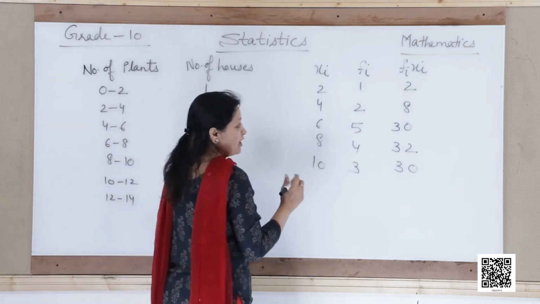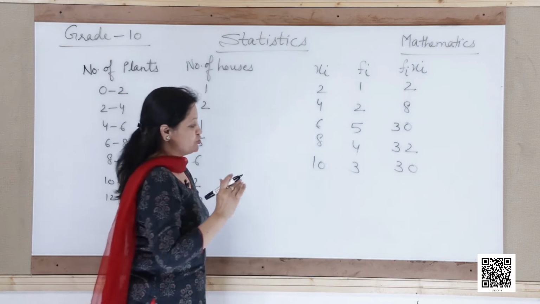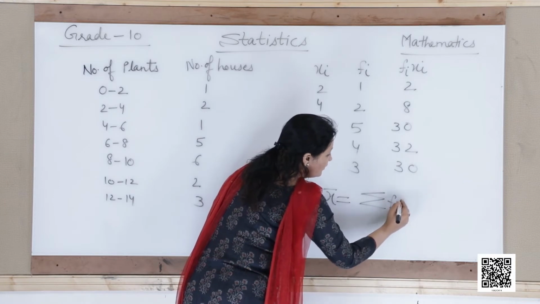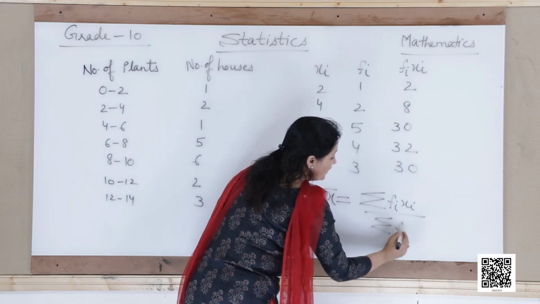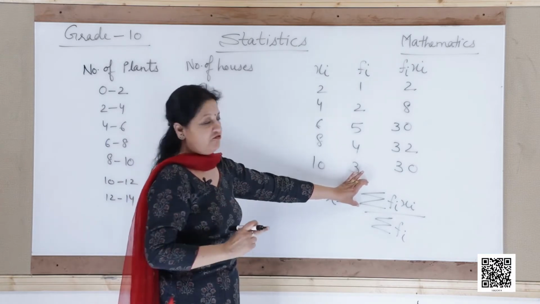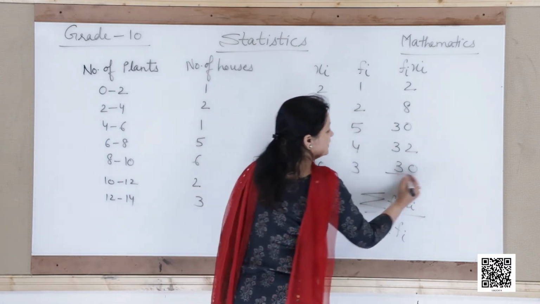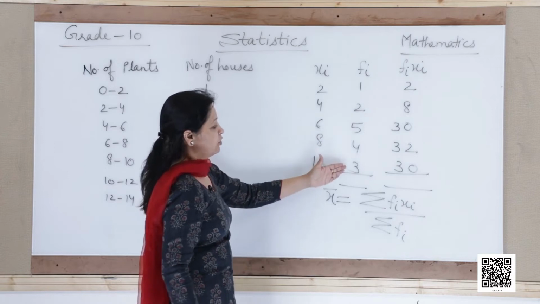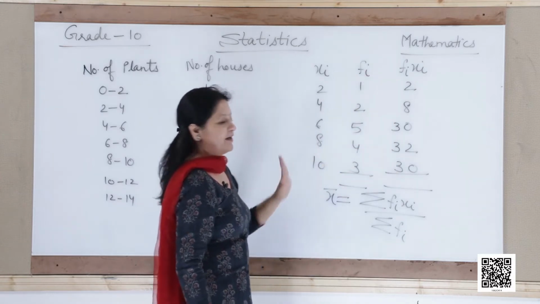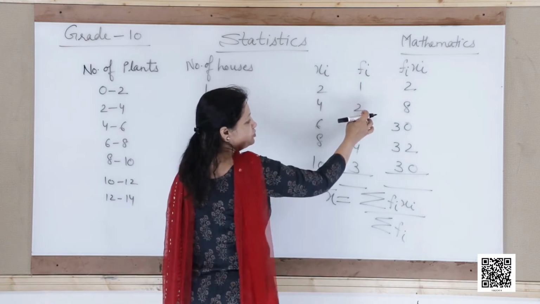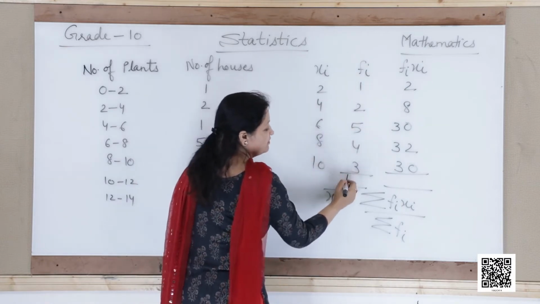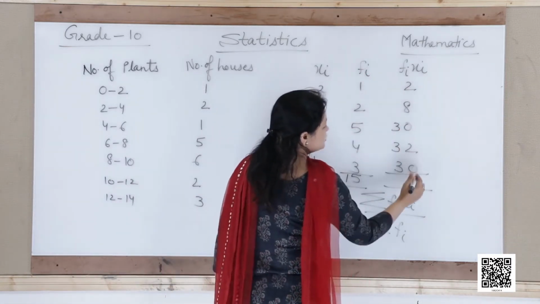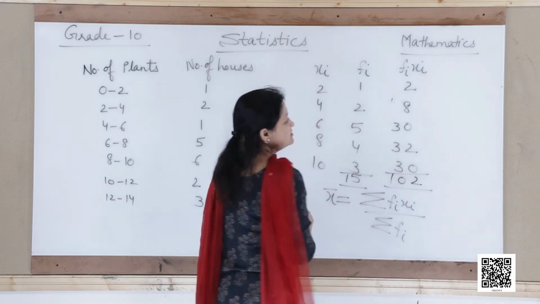What was the formula to find out the mean if fi and xi were given to you? The formula to find out the mean was sigma fi xi upon sigma fi. Sigma means sum of all fi xi, and sigma fi means sum of fi. So you have to add all the numbers of fi and all the numbers in fi xi. It is 1 plus 2 is 3, plus 5 is 8, plus 4 is 12, plus 3 is 15. So sigma fi is 15. Now here we can add the fi xi values, and it is 102.